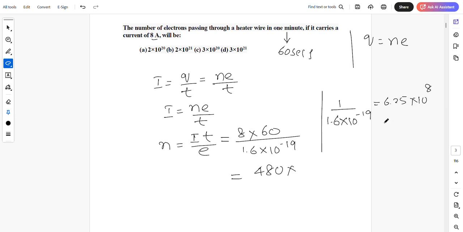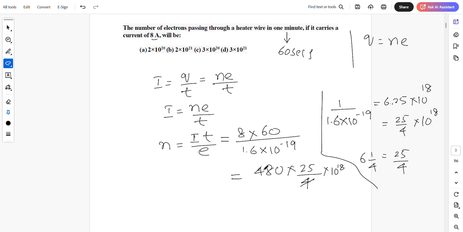The same thing can be written as 25 by 4 into 10^18, because 6.25 is 6 and 1 by 4, which is nothing but 25 by 4. The same thing, 1 by 1.6 × 10^-19, the shortcut of writing this in the numerator is 6.25 × 10^18, that is nothing but 25 by 4 × 10^18.